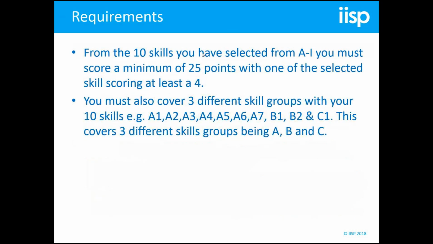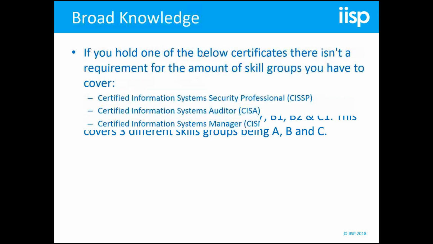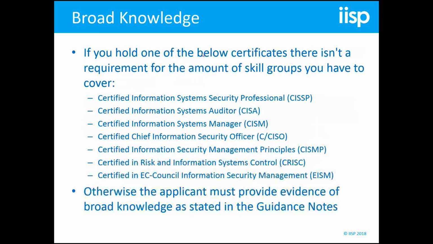So the requirements are, for the 10 skills from A to I, you must score a minimum of 25 points, with one of your selected scores being 4. You must cover 3 different skill groups with your 10 skills. For example, some of the A's, B's and C's. That is a minimum requirement of 3 skill groups. However, if you hold one of the certificates listed on the screen now, there is no requirement to cover a set amount of groups. You can cover as many or as few as you like.